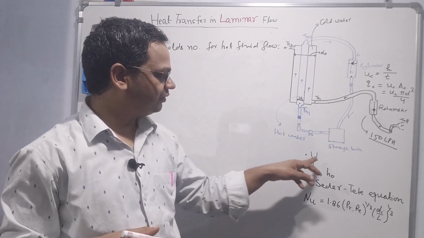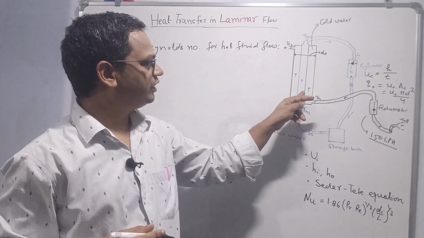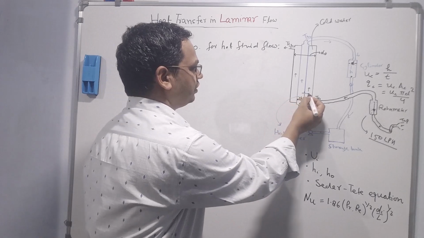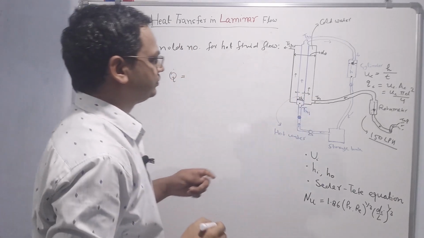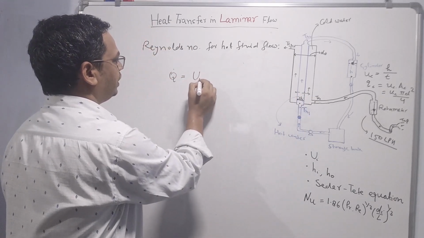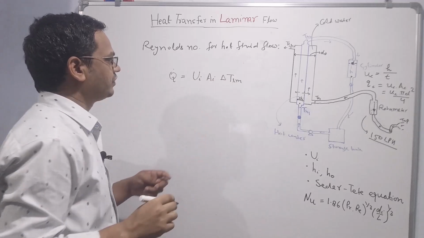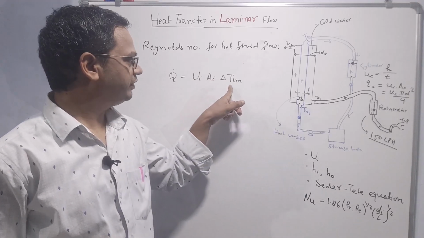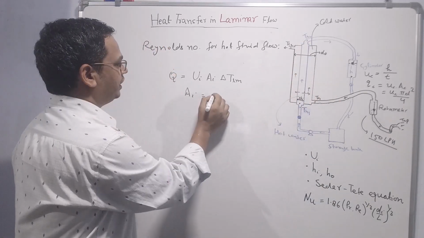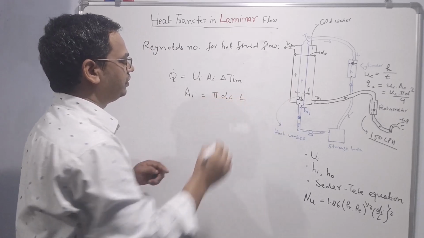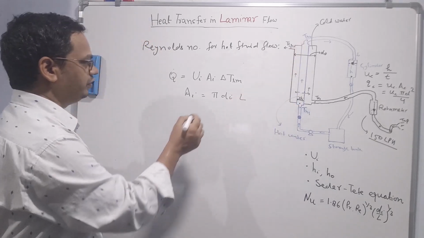Now coming to the calculation for overall heat transfer coefficient. For that we need to use the rate of heat transfer. Heat is transferring from hot fluid to cold fluid, in this direction. So rate of heat transfer is equal to U_i A_i ΔT_LM. ΔT_LM is the log mean temperature difference. A_i is the cross sectional area in the direction of heat flow. So in this case this is the surface area. So A_i is π d_i L. d_i is the inner diameter of the inner pipe, L is the length of the inner pipe, which is known.